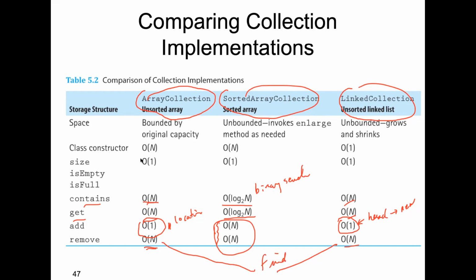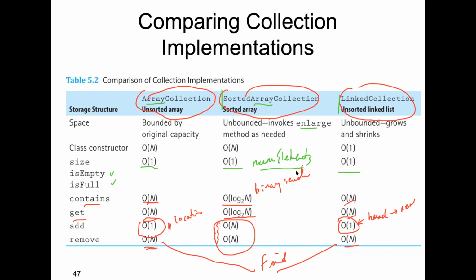In all of the implementation approaches, size is O of 1 because we are always keeping track of the num elements. So the retrieval of num elements is O of 1. Same thing with is empty or is full, because you can simply compare the num elements with respect to the size of your initial capacity, even though linked list collection doesn't have an initial capacity, because you can simply grow the linked list by adding more elements to it, unlike sorted and array collection, because they are bounded by initial size. However, with the sorted array collections, you can invoke the enlarge method as needed to double the size of your initial capacity.